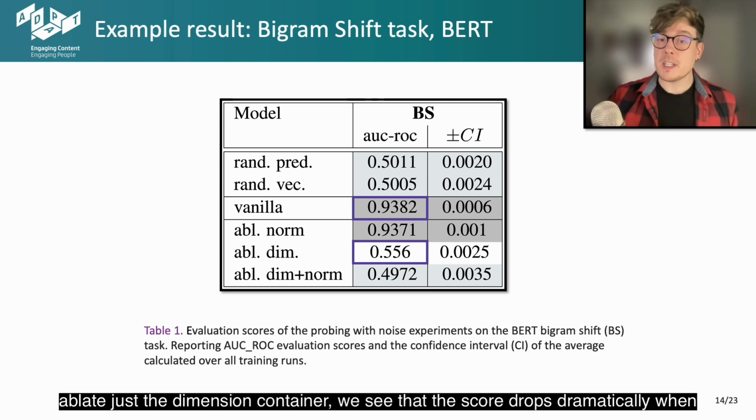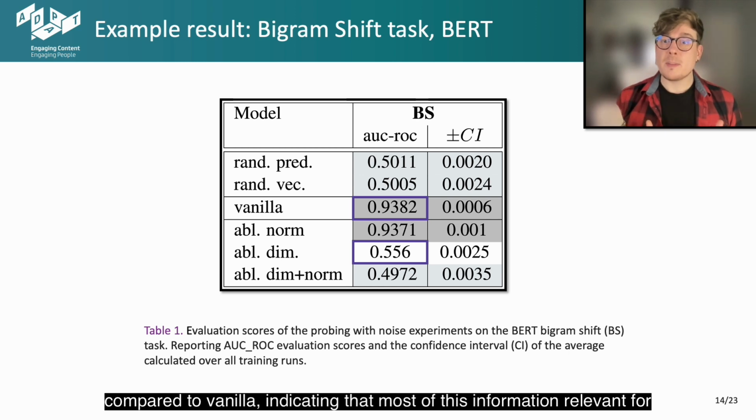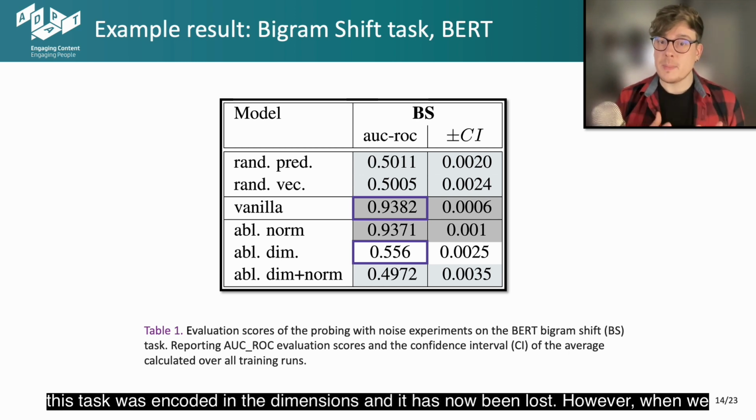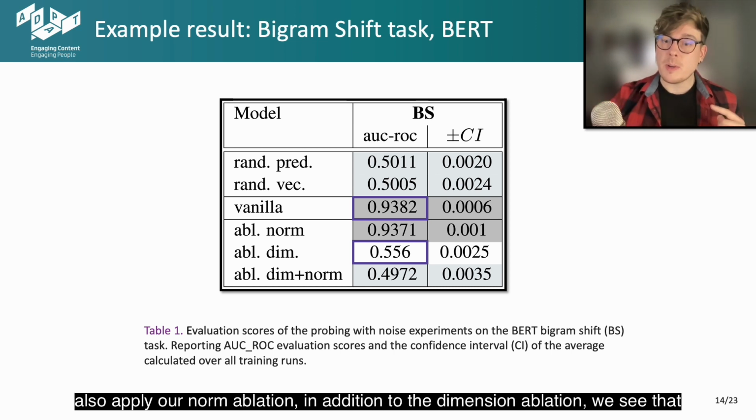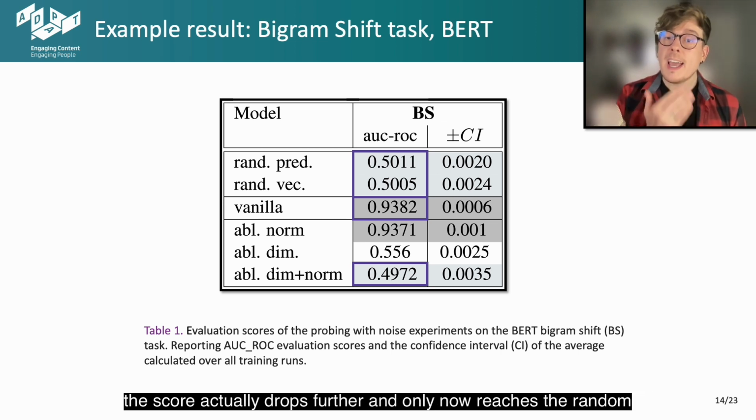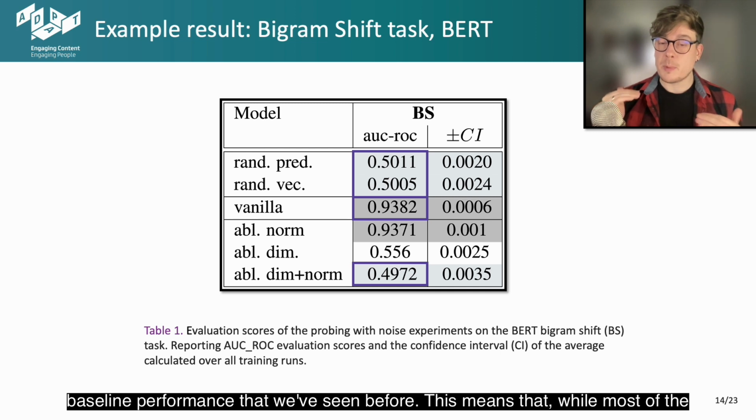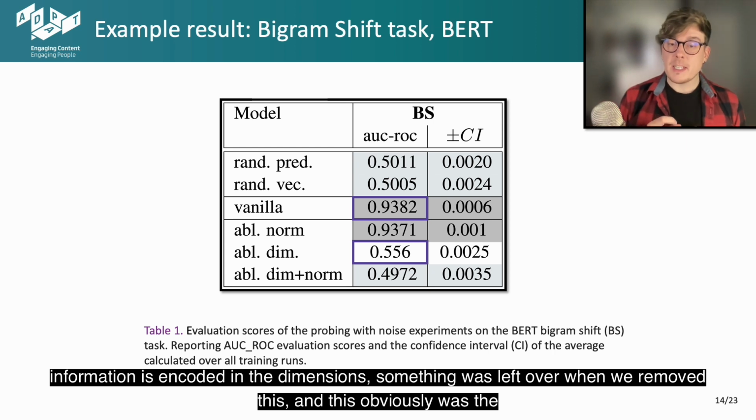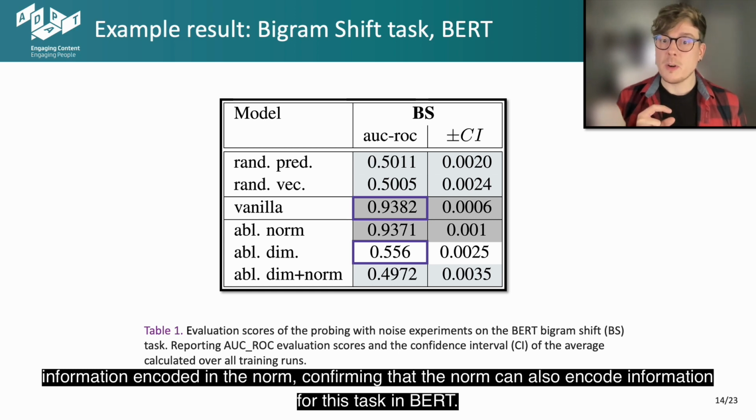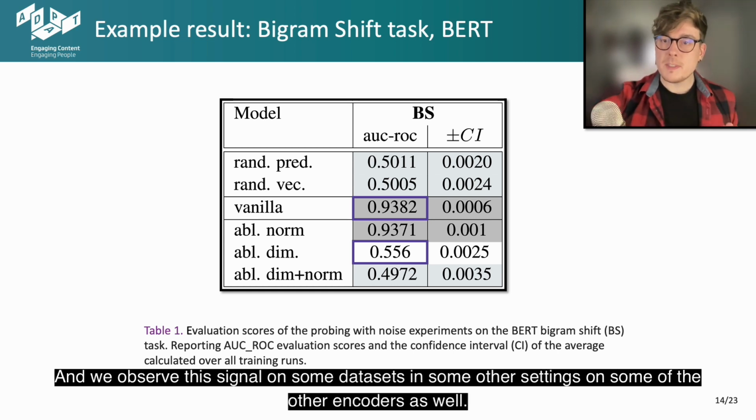However, when we ablate just the dimension container, we see that the score drops dramatically when compared to vanilla, indicating that most of the information relevant for this task was encoded in the dimensions and it has now been lost. However, when we also apply our norm ablation in addition to the dimension ablation, we see that the score actually drops further and only now reaches the random baseline performance that we've seen before. This means that while most of the information is encoded in the dimensions, something was left over when we removed this, and this obviously was the information encoded in the norm, confirming that the norm can also encode information for this task in BERT.